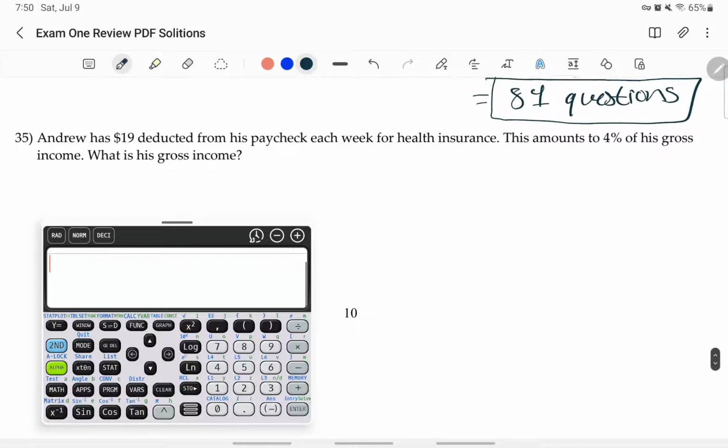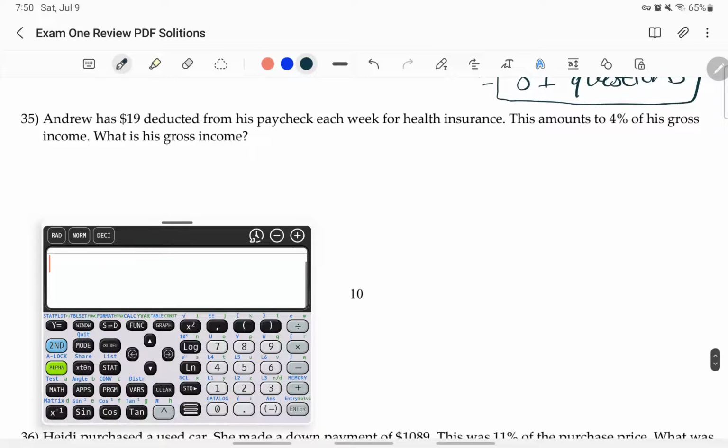All right, let's move on to number 35. It says Andrew has $19 deducted from his paycheck each week for health insurance. This amounts to 4% of his gross income. What is his gross income? All right, so $19 is only 4% of his gross income. Let's write that down. $19 is equal to only 4% of his gross. We have to find what his gross income is.